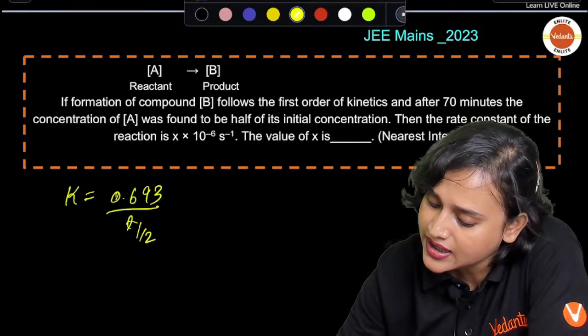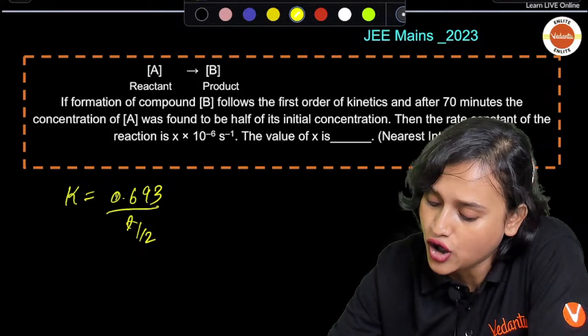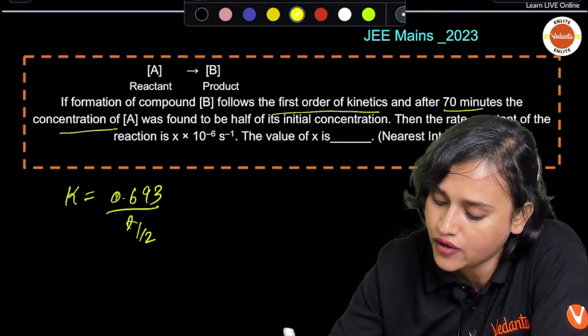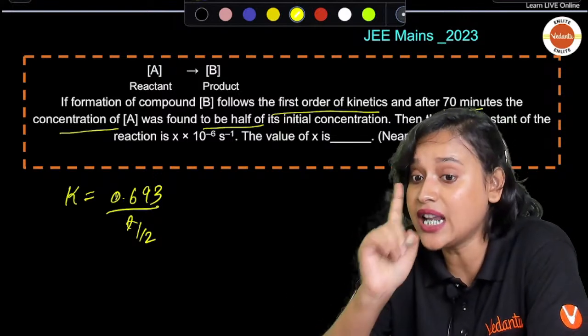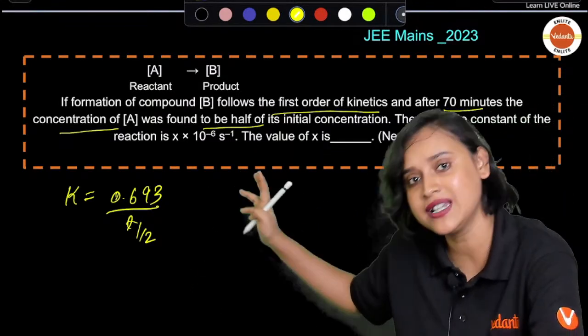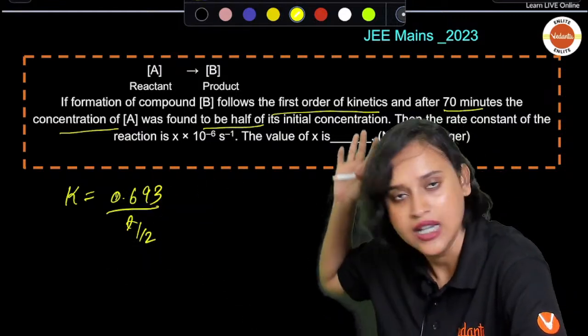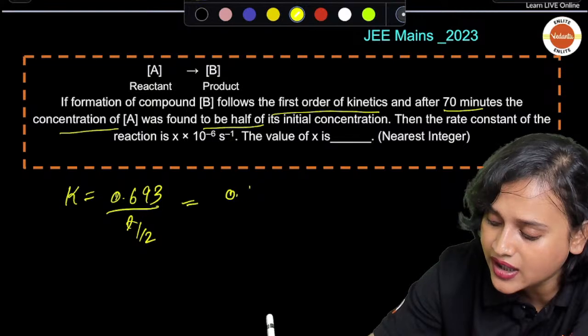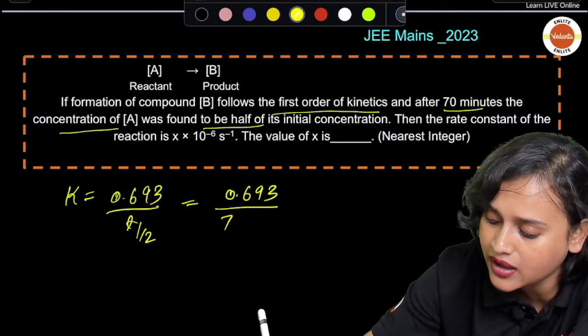The question says the formation of compound B follows first order of reaction, and after 70 minutes, the concentration of A was found to be half. That means at 70 minutes, the concentration was half, so 70 minutes is the T half. So here we write 0.693 divided by 70 minutes.